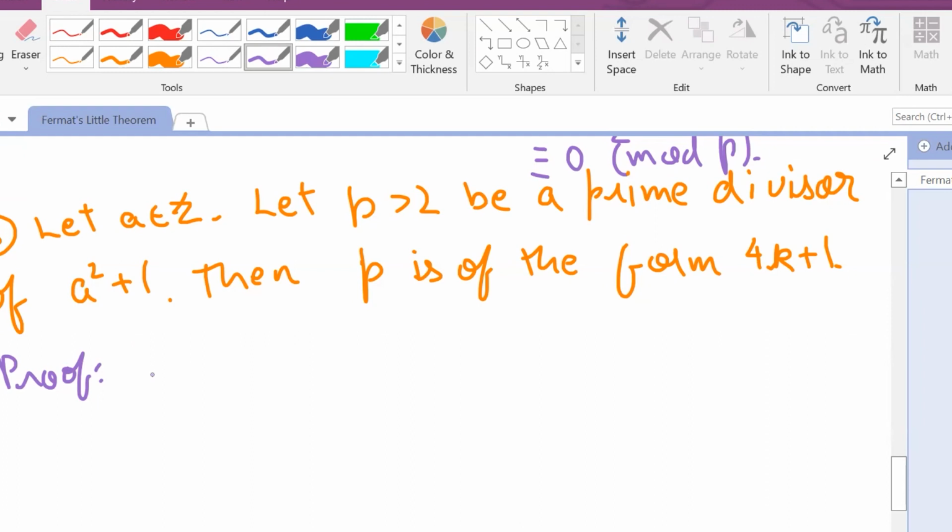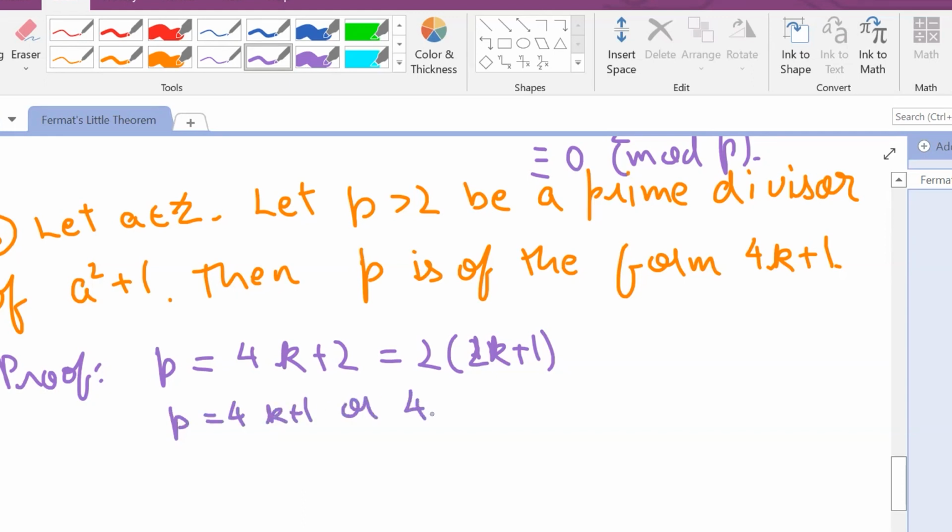p cannot have a remainder of 2. Why is that? Because if p had a remainder of 2, we could write p as 4k plus 2. But then this is just 2 times 2k plus 1. So then it's an even number. It cannot be prime, right? Unless, of course, we're taking p to be greater than 2 again. So 4k plus 2 is also not possible. Therefore, the only possibilities for p are 4k plus 1 or 4k plus 3.